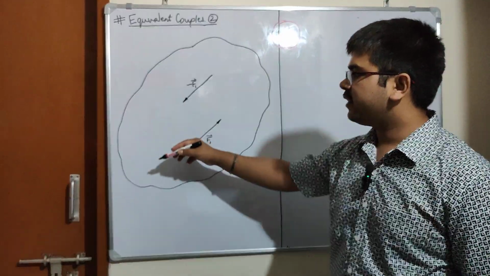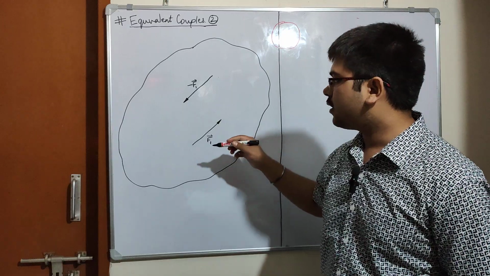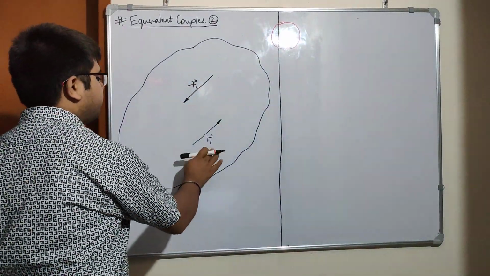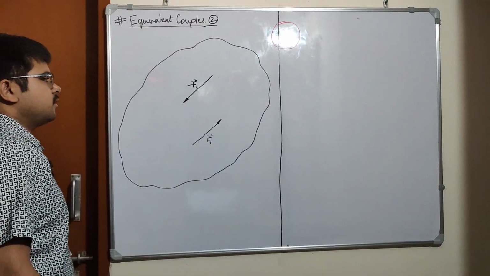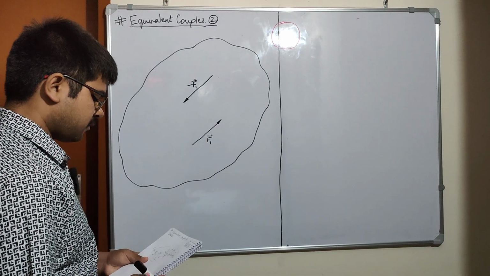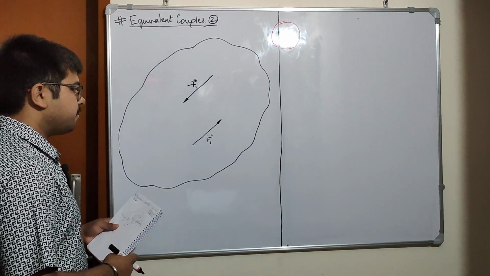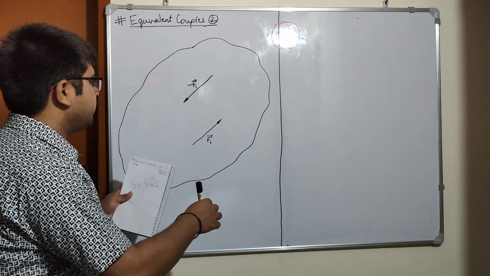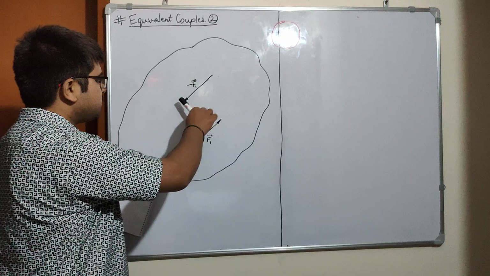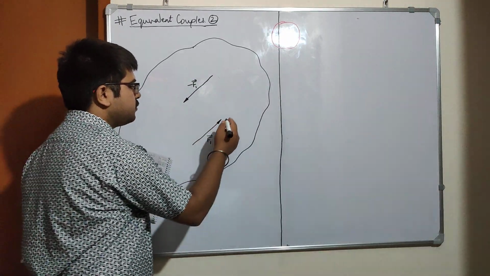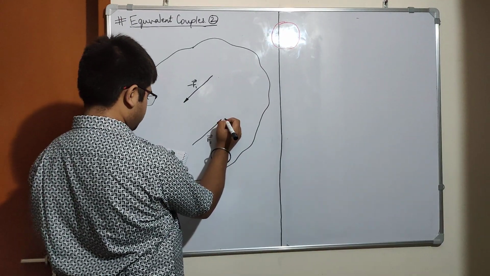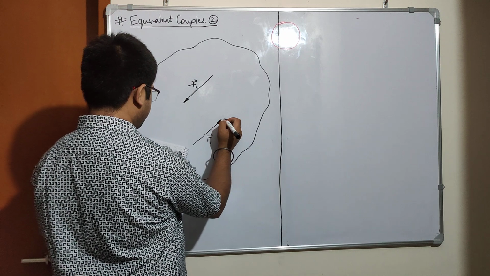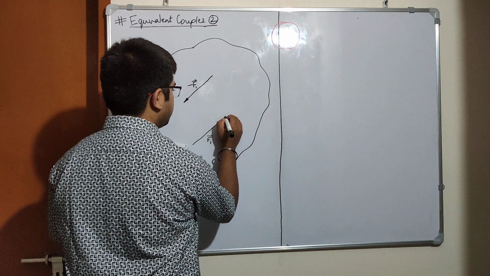So I have drawn a rigid body here and a couple is acting on it, F1 and minus F1. By the principle of transmissibility, we can translate these two vectors forward. I'll translate this vector to here.